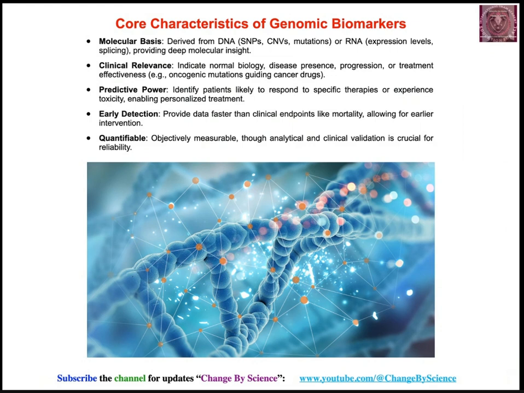For example, oncogenic mutations guiding cancer drugs. Predictive power: identify the patients likely to respond to specific therapies or experience toxicity, enabling personalized treatment. Early detection: provides data faster than clinical endpoints like mortality, allowing for earlier intervention. Quantifiable: objectively measurable through analytical and clinical validation, which is crucial for reliability.